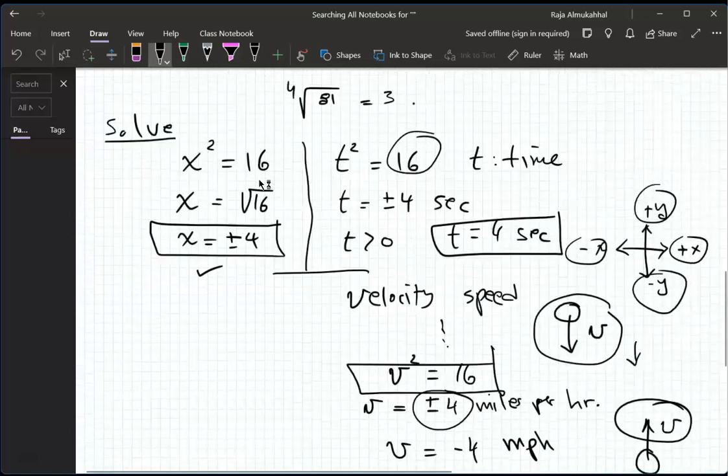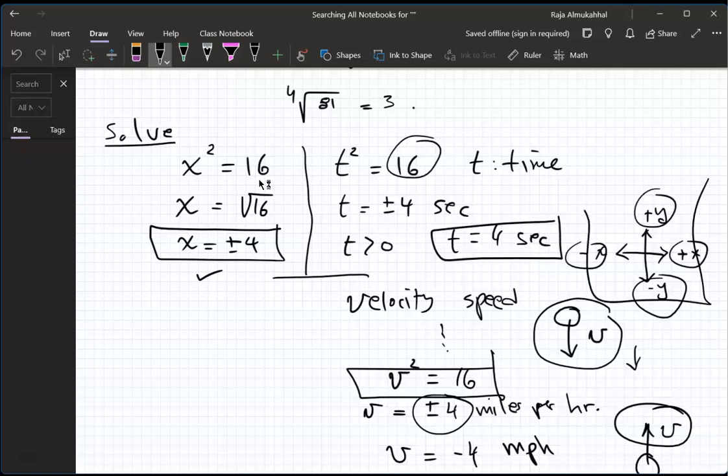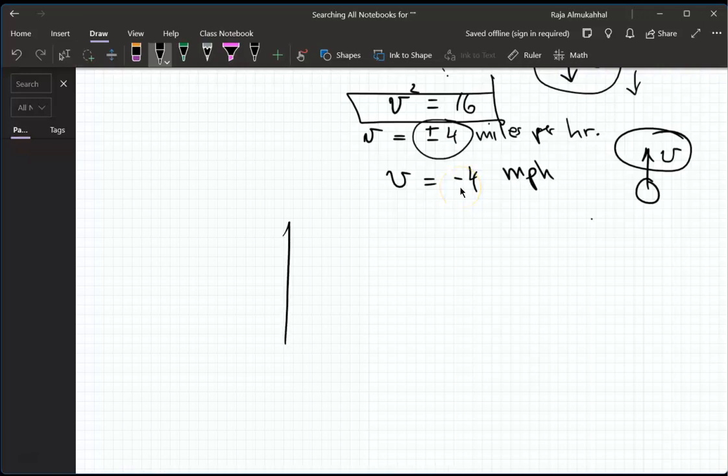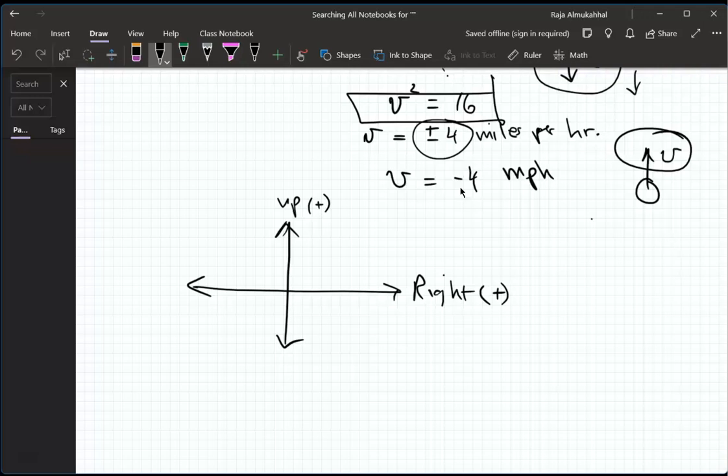So let me just review this Cartesian system here. As far as physics is concerned, it looks something like this. It's x and y, but you can also think of it like this: this is to the right, which is positive. This is up, which is positive. This is to the left, which is negative. And this is going down, which is also negative. Okay?